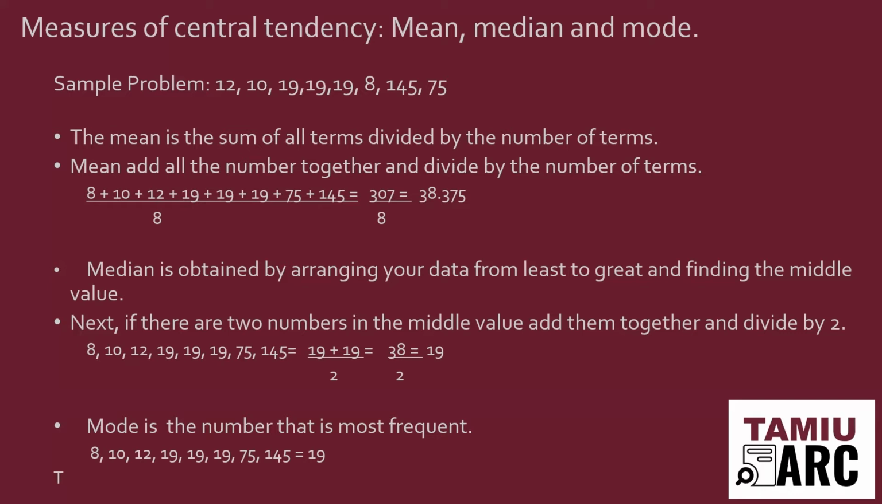And our mode is the most frequent number. For our example, we have 19 occurring 3 times, so 19 would be our most frequent. Using SPSS, your most frequent observation would be shown as 1 digit, but there could be multiple modes. It's showing you the first one that meets that criteria.